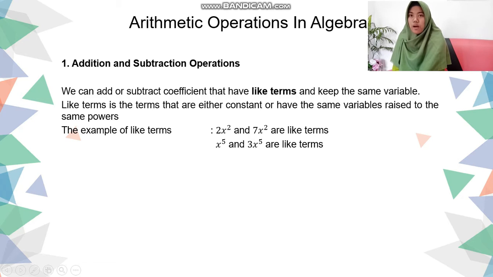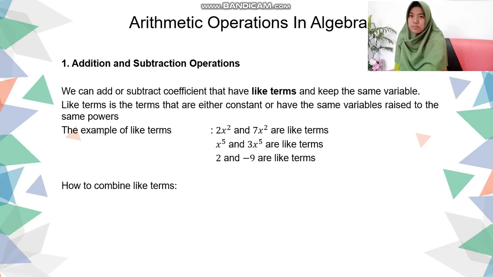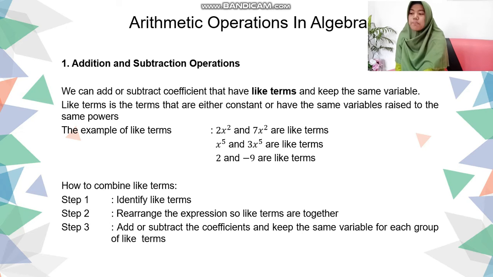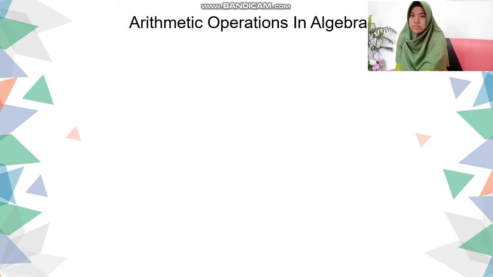X to the power of 5 and 3x to the 5th power are like terms. 2 and minus 9 are like terms. How to combine like terms? Step 1. Identify like terms. Step 2. Rearrange the expression so like terms are together. Step 3. Add or subtract the coefficient and keep the same variable for each group of like terms.